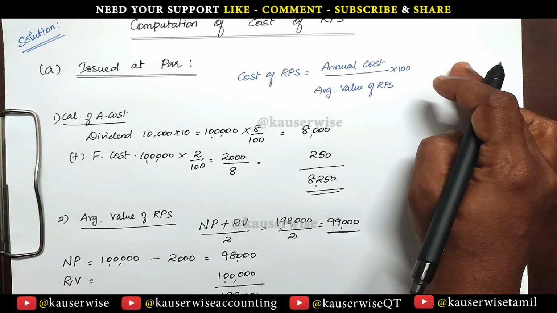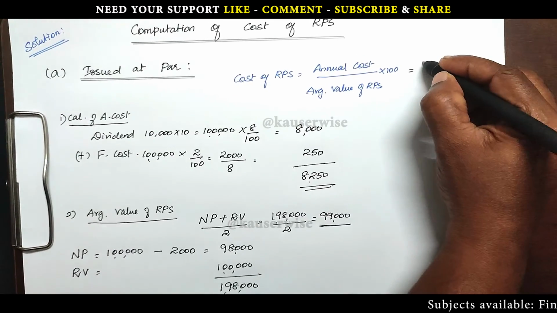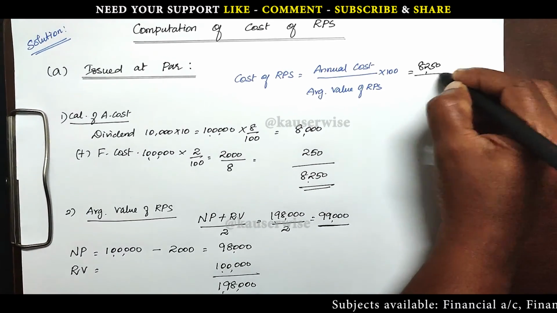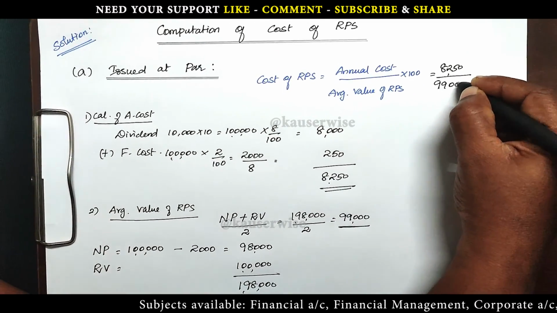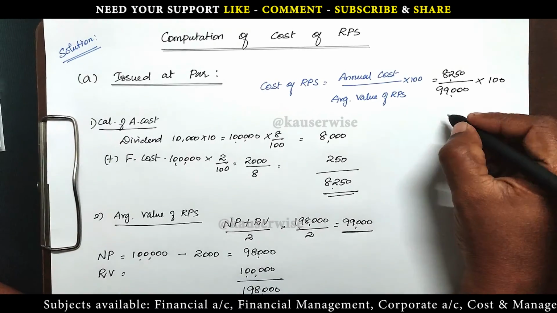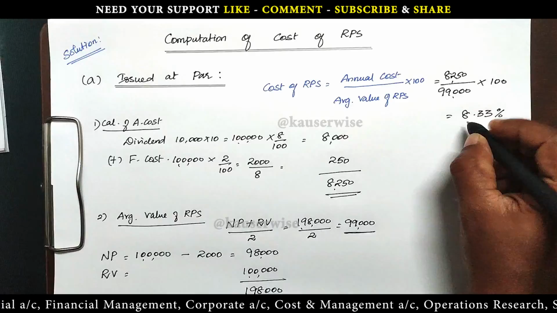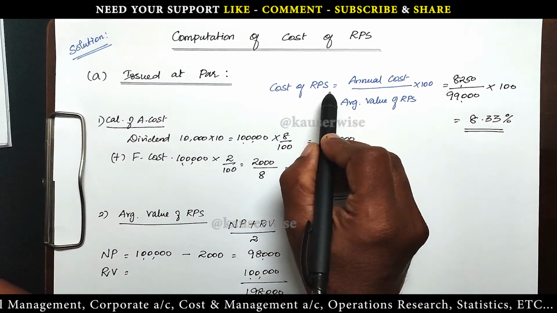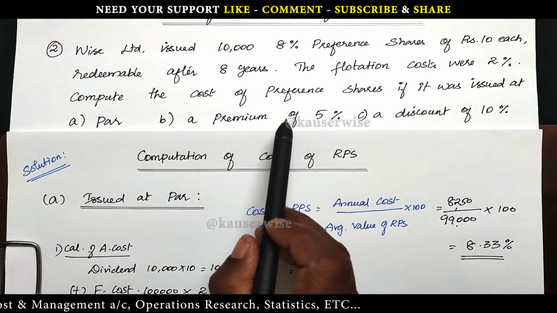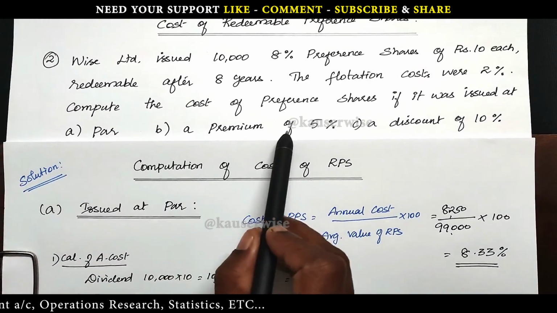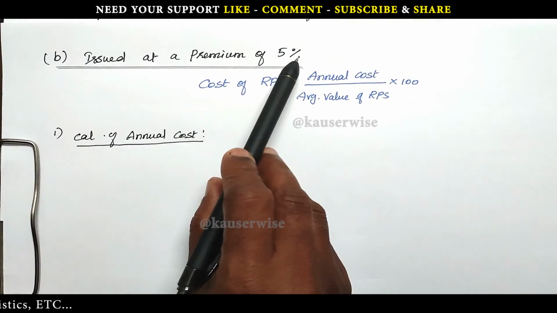Now you can apply in the formula to find out the cost of RPS. So annual cost how much? 8,250 divided by average value of RPS, 99,000 into 100. What is the answer? 8.33 percentage. So this is the cost of RPS if the shares are issued at par. Now let's see the calculation for the second one, that is issue at a premium of 5%. See the calculation. Shares issued at a premium of 5%.